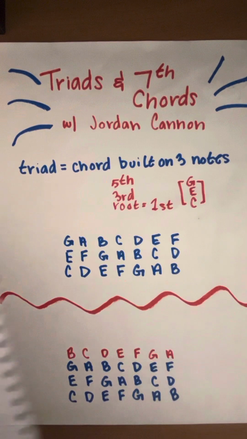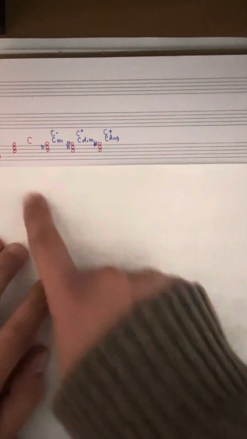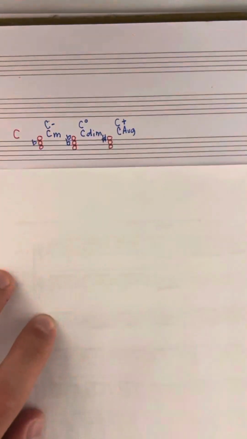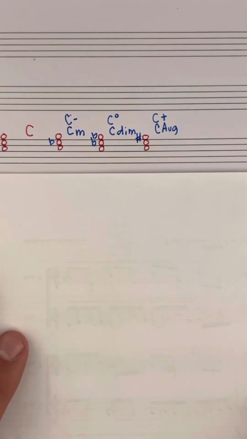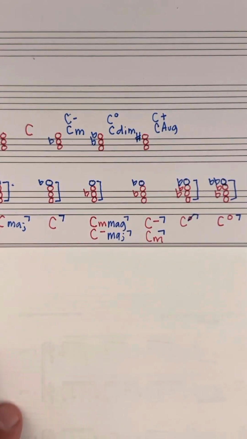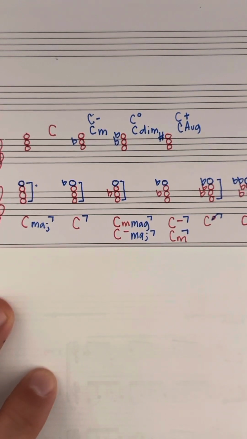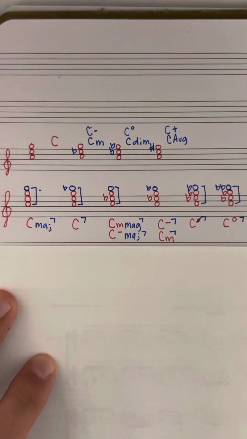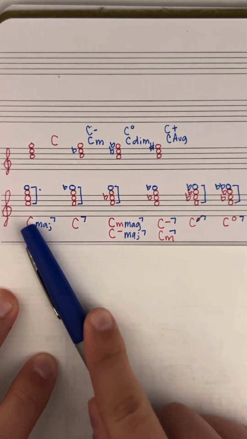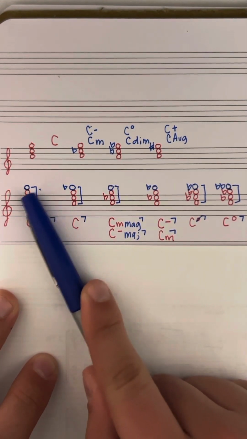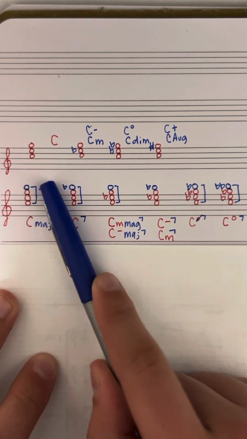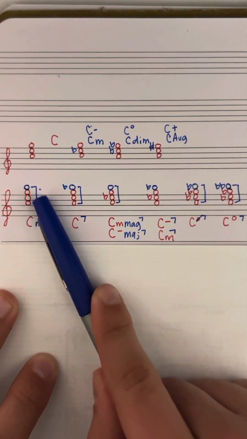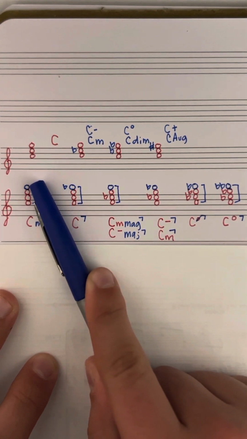Okay, now we have a breakdown of the triads, and the same thing kind of works for our 7 chords. So, I know this is very scary, but bear with me. We have our C major triad, C, E, G, and we add that B on top, which is the 7th. This is a major 7th.